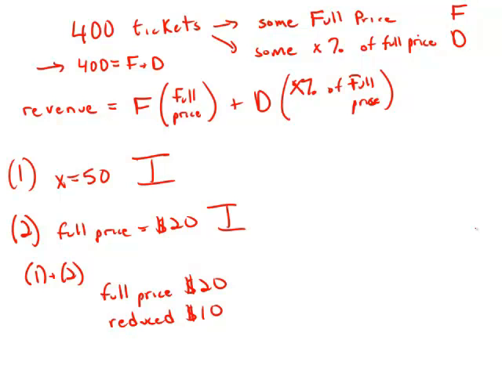We could sell 300 at full price and 100 at the reduced price, or vice versa. We have no idea the actual numbers of each sold. So even though we have considerably more information now with these 2 statements, we still do not have enough information to answer the question. This is still insufficient, and the answer is E.